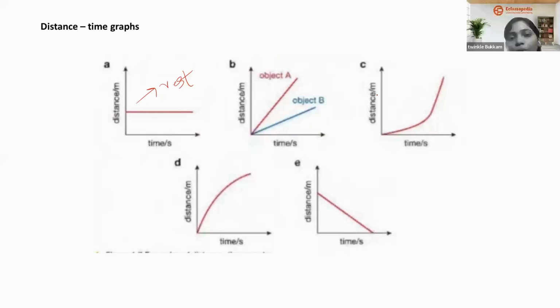The next graph is, let's see, the distance is increasing with time slowly, and then suddenly the distance has increased drastically, right? So that means we can say that this object is accelerating. Accelerating means the object suddenly picked up a very high speed, or the distance has increased drastically as compared to the time interval.